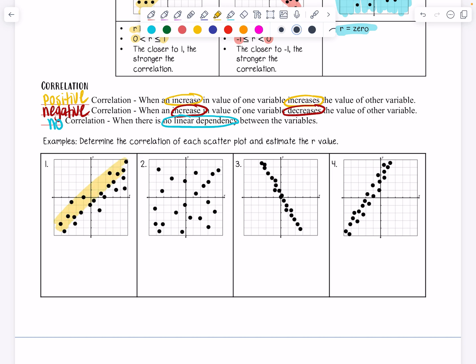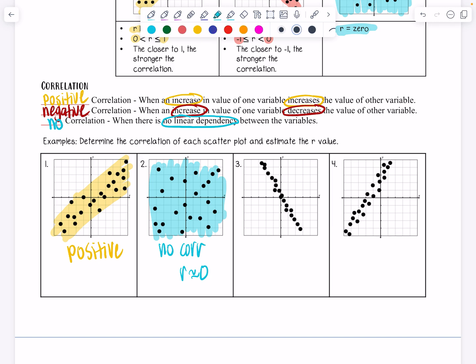This first one seems to have a positive relationship, but it is pretty spread out. So I'm going to write positive, and we'll come back to the R value later. Okay? This next one is all over the place. This is totally scattered, so we're going to say no relationship, no correlation. R is going to be about 0, really, really close to 0.